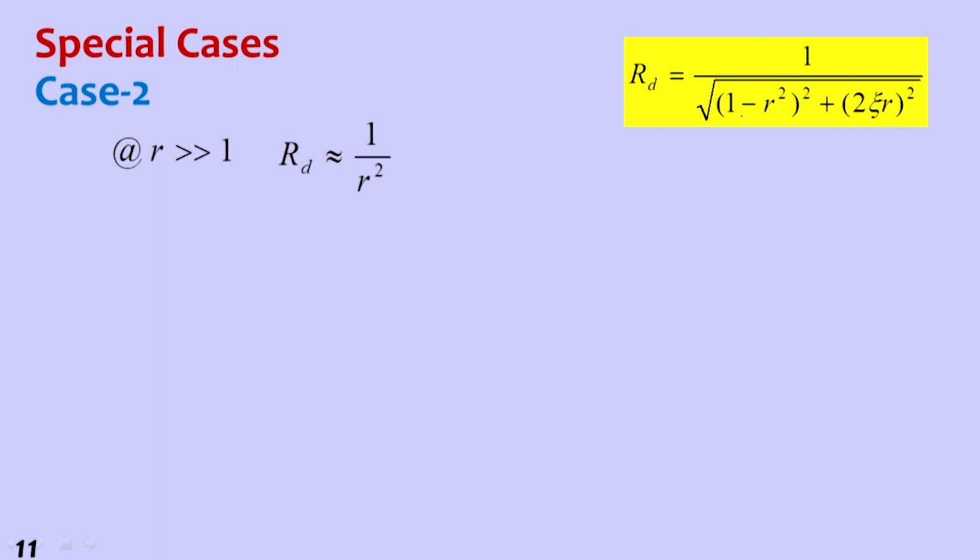If you put some numbers and check, you will get a similar value. Maybe you can put R is equal to say 20 and check, approximately that will be the same.